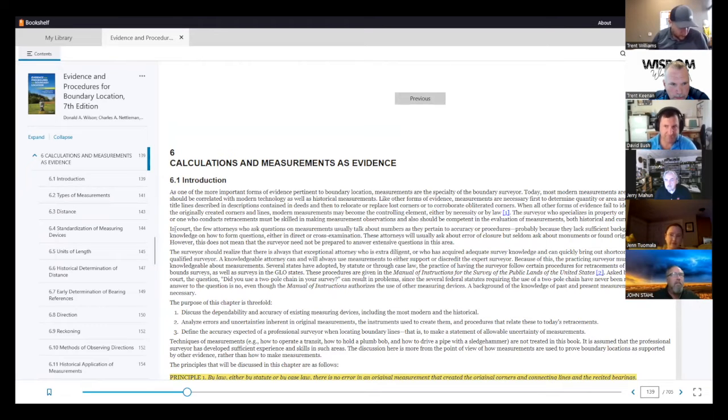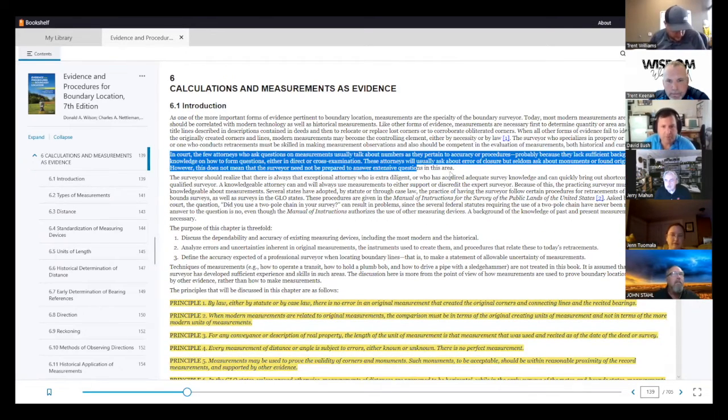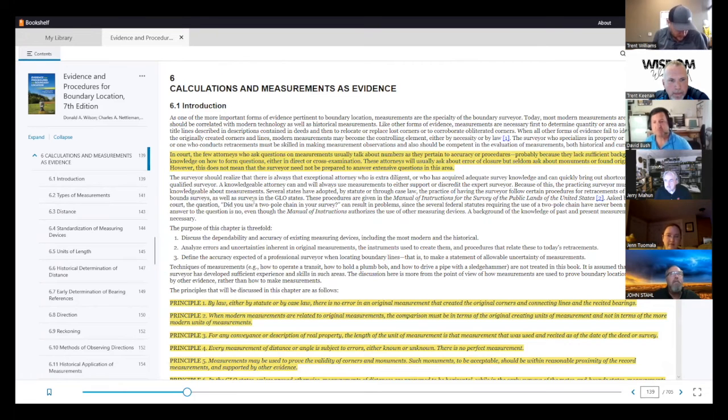In court, the few attorneys who ask questions on measurements usually talk about numbers as they pertain to accuracy or procedures. And I think that's what John was saying, the procedures. How did you get there? How did you find the corner, right? Probably because they lack sufficient background or knowledge on how to form questions, either in direct or cross-examination. These attorneys will usually ask about error of closure, but seldom ask about monuments or found original corners. However, this does not mean that the surveyor need not be prepared to answer extensive questions in this area.